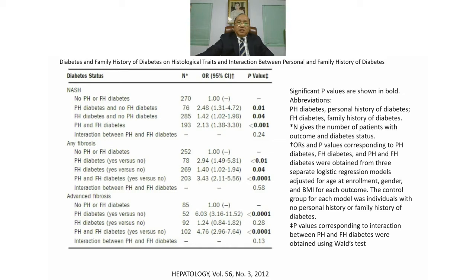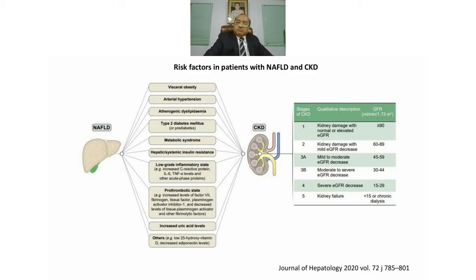The other big comorbidity is chronic kidney disease. From NAFLD, the common visceral obesity, arterial hypertension, heterogenic dyslipidemia, type 2 diabetes, metabolic syndrome, and hepatic and systemic insulin resistance lead to a low grade inflammatory state, prothrombotic state, and increased uric acid levels. They are sharing the common platform for CKD.